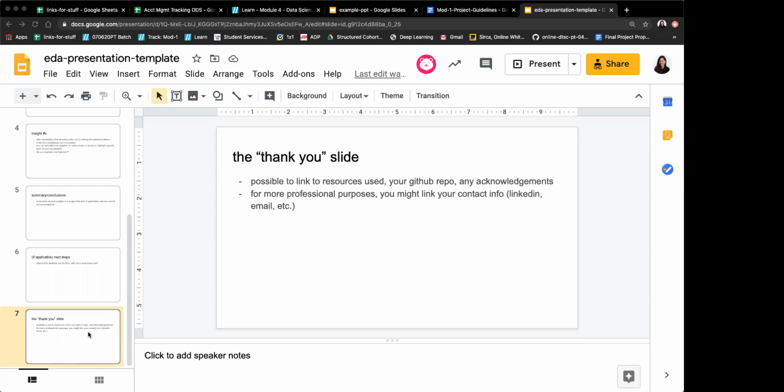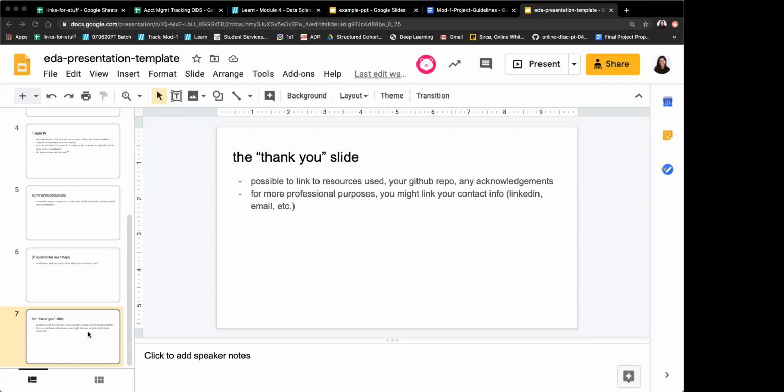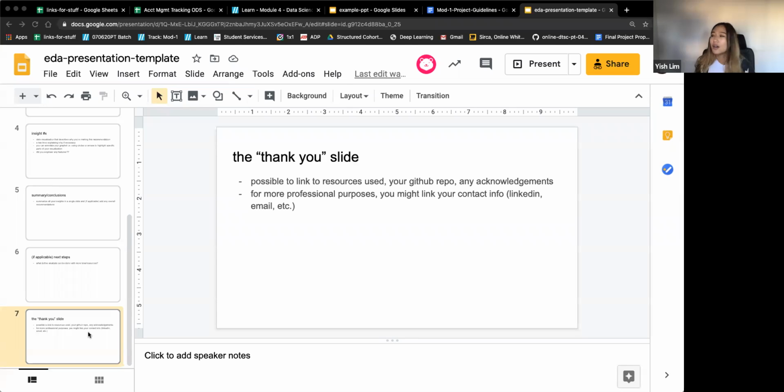So is this the same format for every mod project? Pretty much. I would say the only difference is Mod 1 doesn't have any modeling. Starting Mod 2, we're going to be working with machine learning models, and for the most part, every project is going to have a machine learning model. If you saw the Capstone projects, everyone did some sort of model.